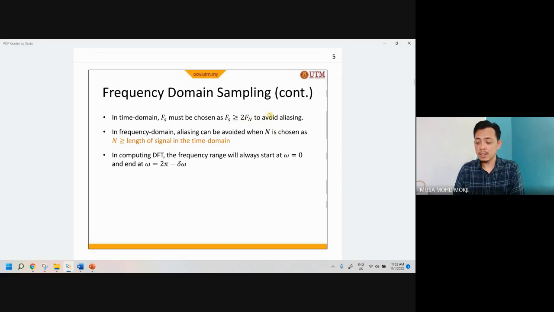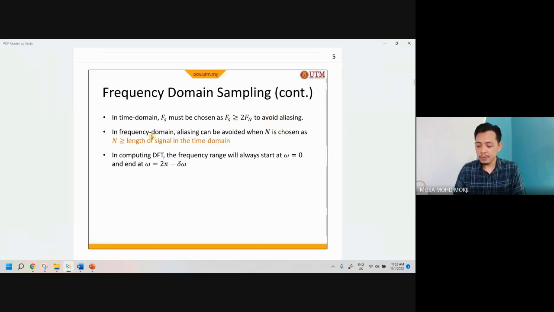As I just mentioned, to give you one example, audio: the maximum frequency is 22 kilohertz. For ECG, maybe the maximum frequency is just 200 hertz. So very low compared to audio, human hearing. So that will be different from one application to another application.